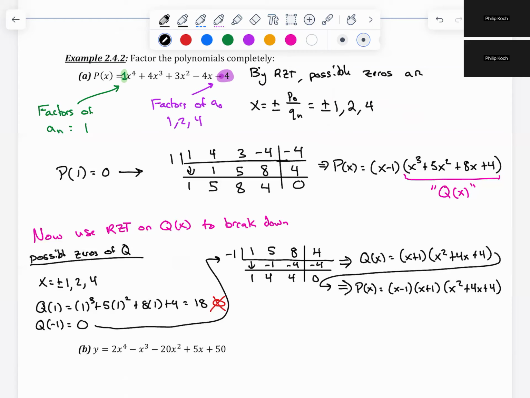And so this thing isn't fully factored down while you're writing it down. It's not fully factored yet. So we could use the RZT again, but no need to. It's a quadratic. We know how to factor quadratics. And I promise you on the exam, I will make sure that no matter how you start, how you finish, if you get down to the quadratic, you don't need to use the RZT again to do it.